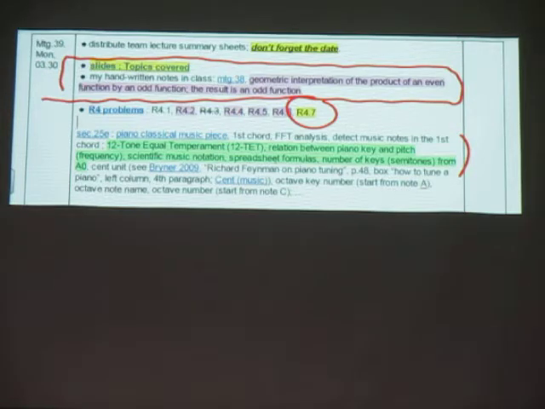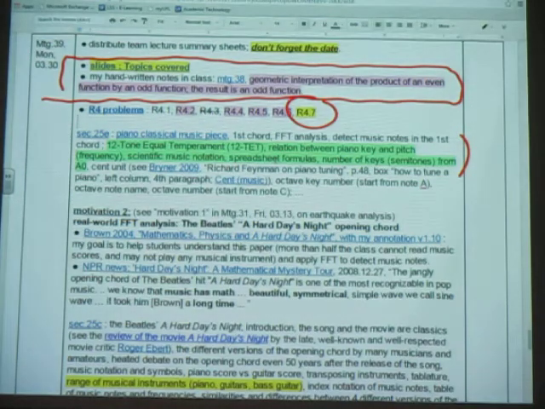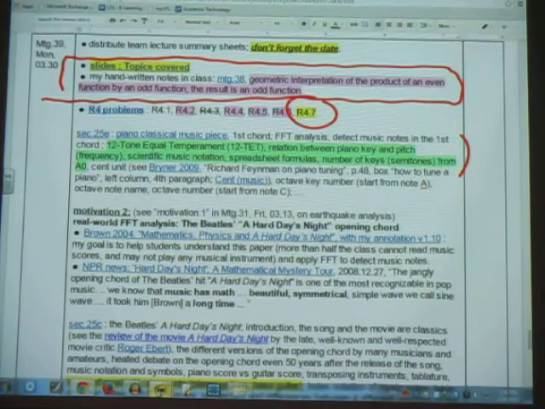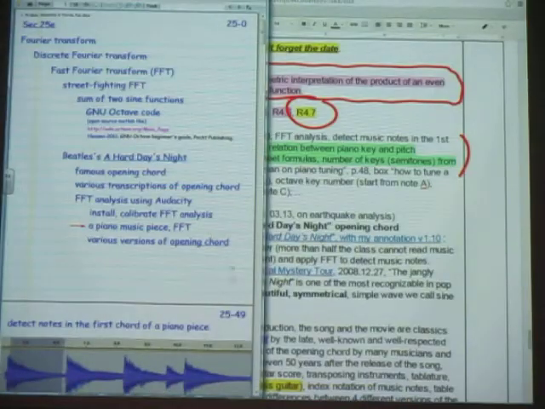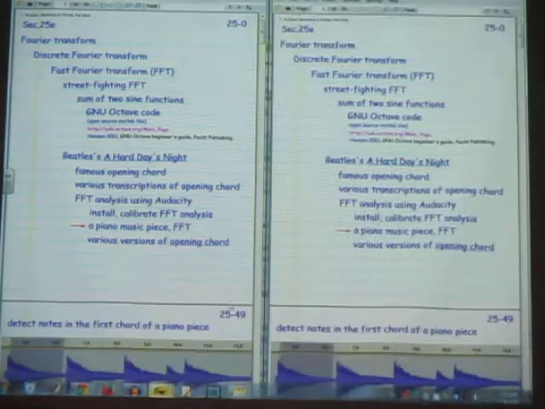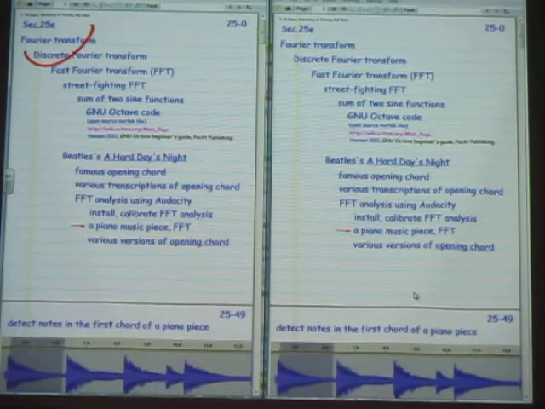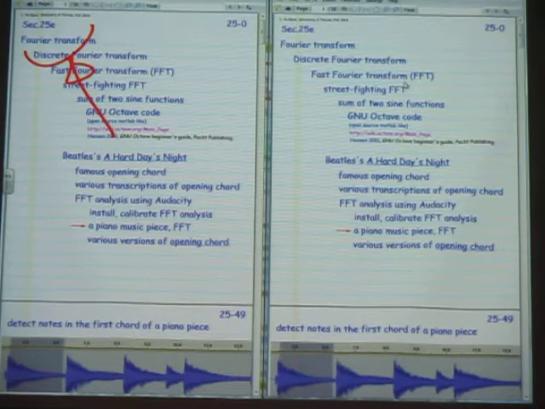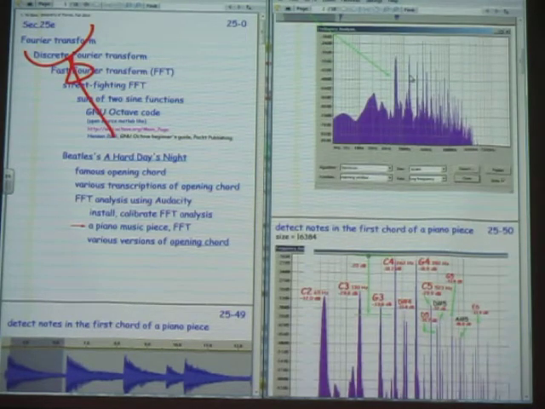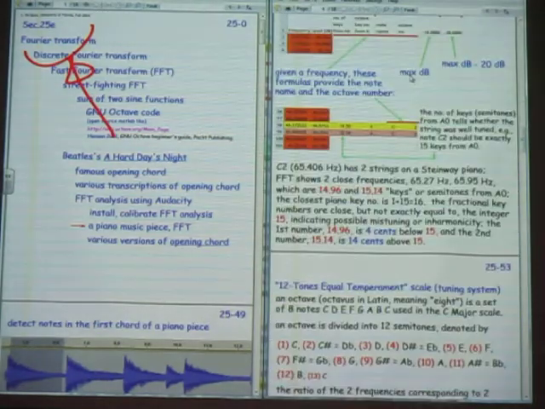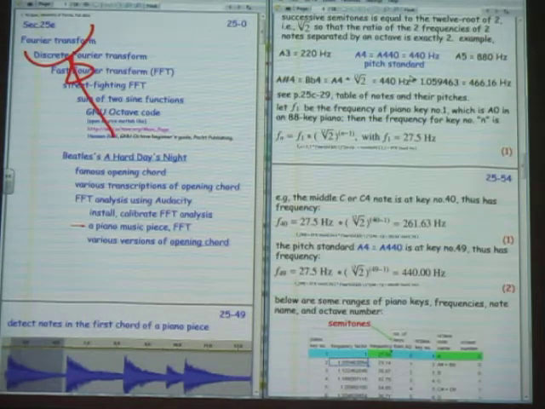Okay, so let me bring up section 25E that you saw last time. This is section 25E here, and that was on the left. On the right, let me go down. Okay, and I started from this page.